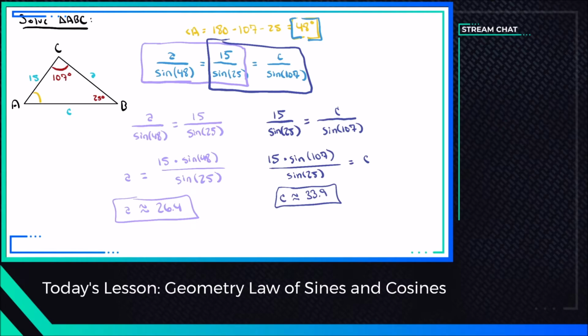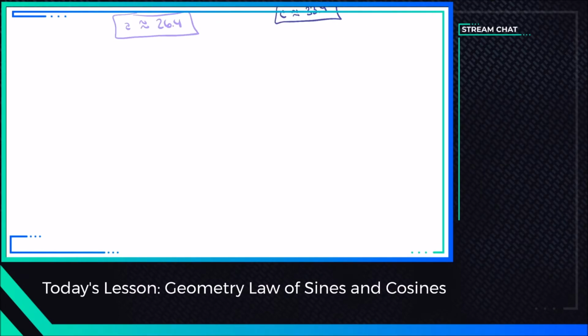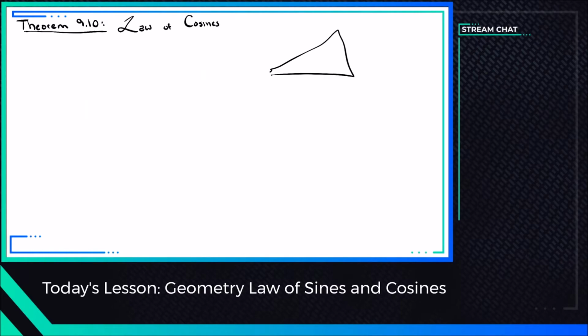All right, so that is the law of sines, those ratios there. Next up, we have the law of cosines. The law of cosines is going to look very familiar. So we got theorem 9.10. This is going to be the law of cosines. And if we have any old triangle here, triangle ABC, and we name the sides little a, little b, and little c, the law of cosines is for finding missing side lengths. So it's going to look exactly like the Pythagorean theorem.